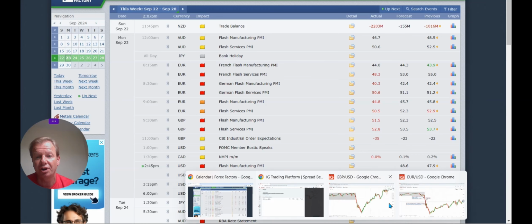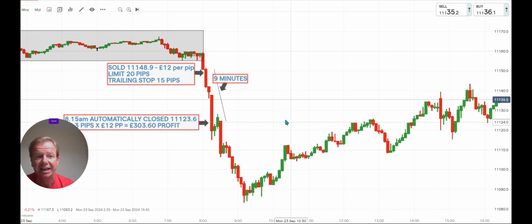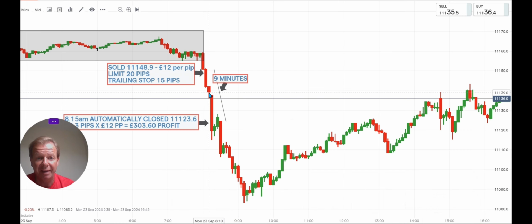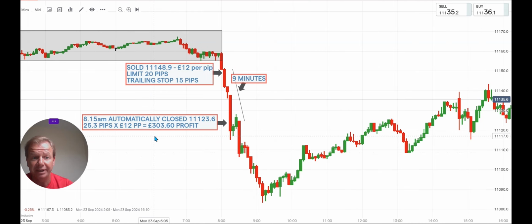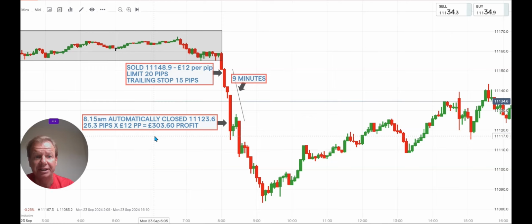But if we go back to the chart, the Euro US, as I say, this was coming down really steep. By the time we got to here, it was speeding. I mean, my trading stop would be moved. And as you can see here, 8:15, bear in mind I opened it at, what was it? 8:06, did I say? Yeah, 8:06 I opened it. And you see in 9 minutes, automatically closed at 1123.6, 25.3 pips times 12, £303.60 profit.